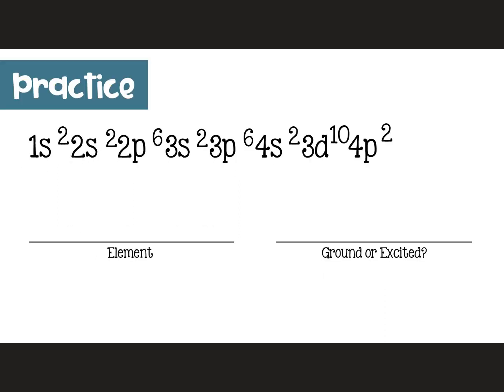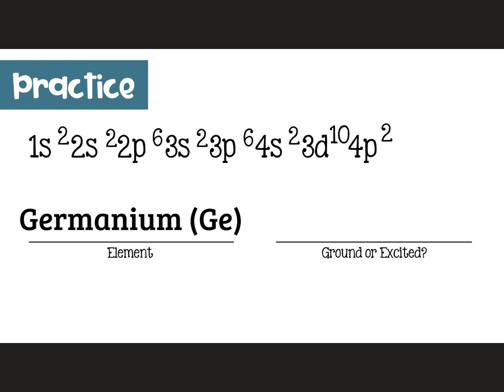Looking at another example: 1s2, 2s2, 2p6, 3s2, 3p6, 4s2, 3d10, 4p2. Let's add up all the electrons. 2 plus 2 is 4, plus 6 is 10, plus 2 is 12, plus 6 is 18, plus 2 is 20, plus 10 is 30, plus 2 is 32. And that corresponds to the element germanium, Ge.